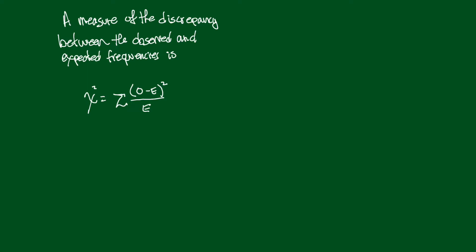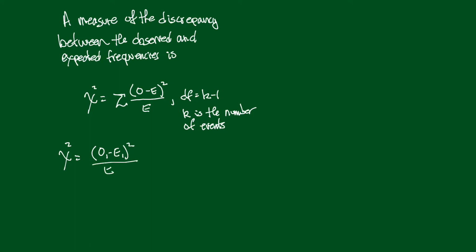And in this case, the degrees of freedom is k minus 1, where k is the number of events. So this chi-square, if we were to write it out, you sum up these things. These things look like this. O1 minus E1 squared all over E1.